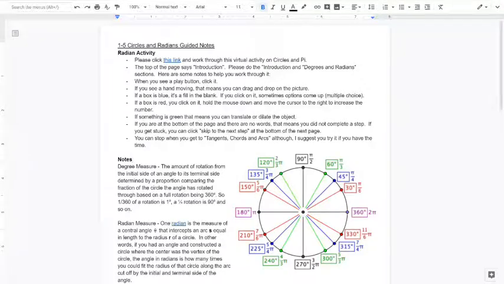Okay, in this video we're going to talk about radians and how to measure an angle in radians. So up until this point you probably are familiar with measuring angles as degrees. Radians is just another way to measure angles.